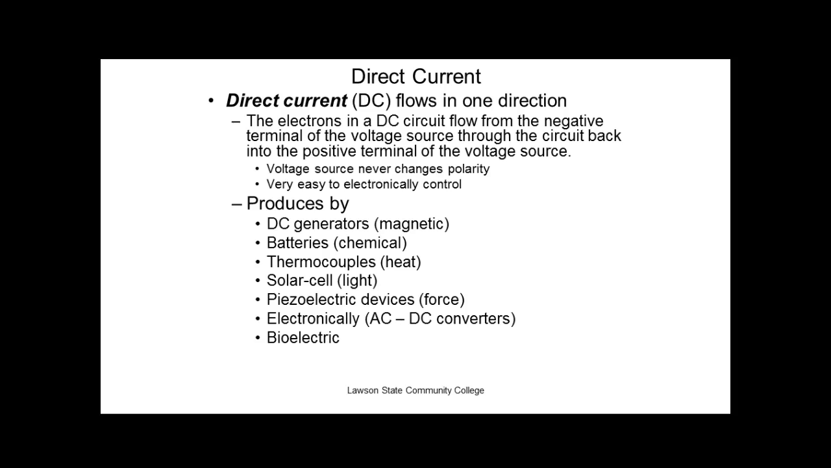Direct current. So y'all all had DC. So in a direct current flow, the flow of current is in one direction. The electrons in the DC circuit flow from negative terminal to the positive terminal through the circuit and back to the positive terminal of the voltage supply. The voltage source never changes what? Polarity. Now, the big advantage of DC is we can do what? We can electronically control it.